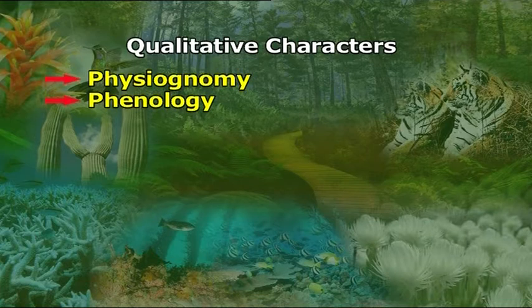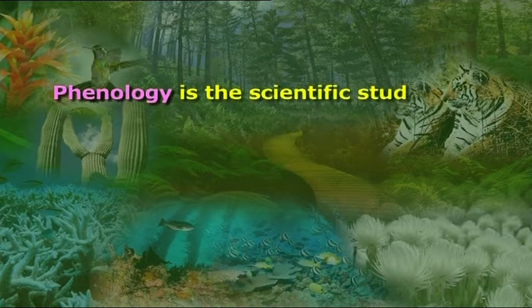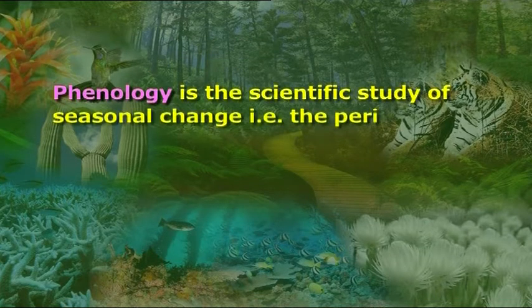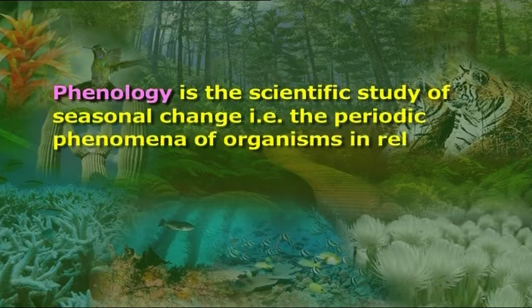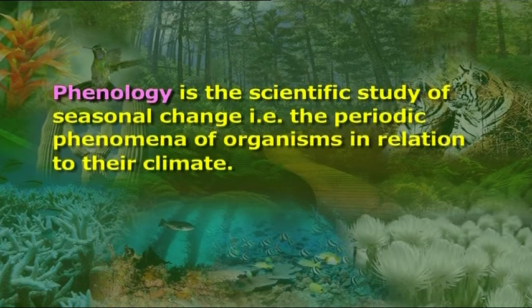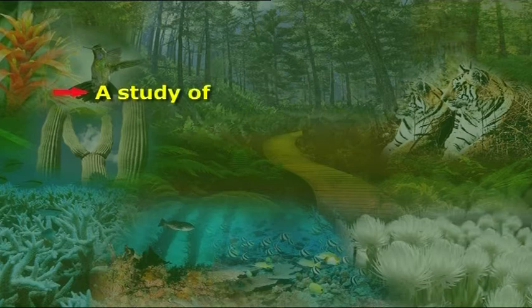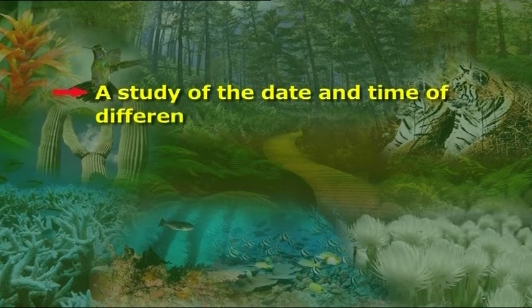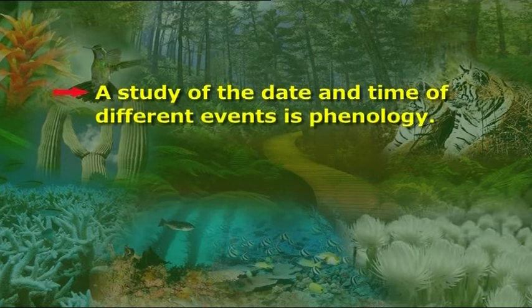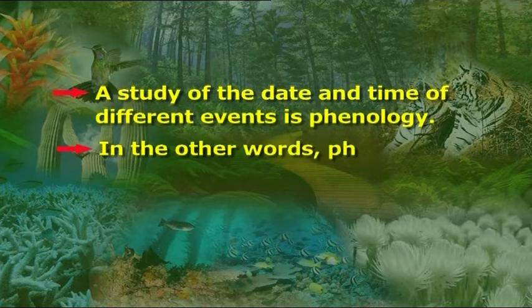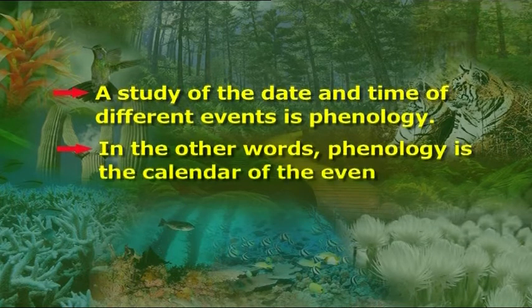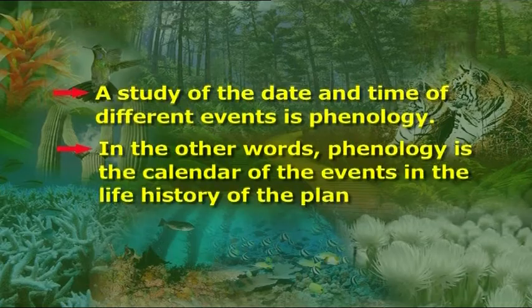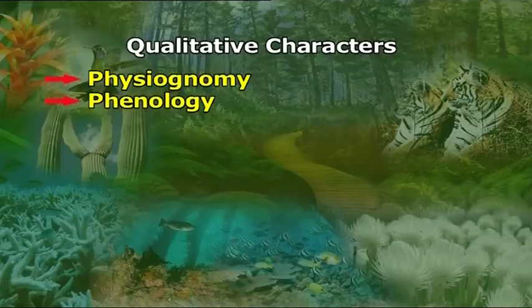Phenology. Phenology is the scientific study of seasonal change, that is, the periodic phenomena of organisms in relation to their climate. A study of the date and time of different events is phenology. In other words, phenology is the calendar of the events in the life history of the plant. These events are represented by phenograms.